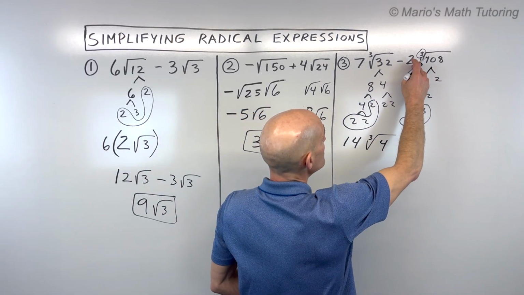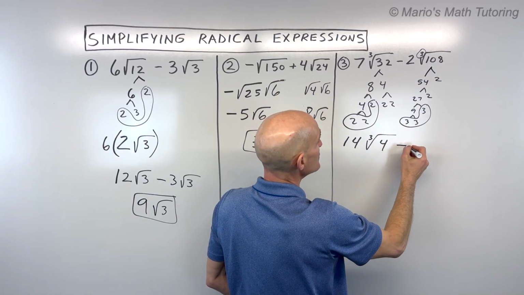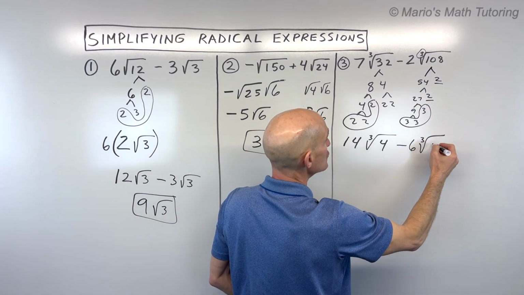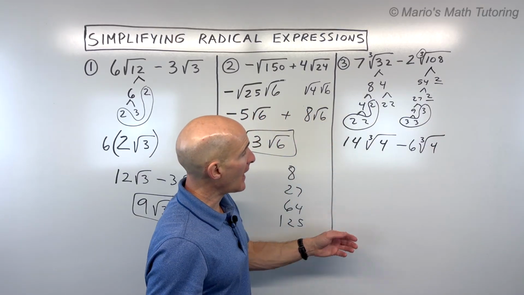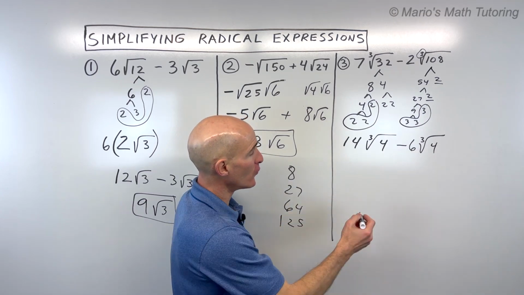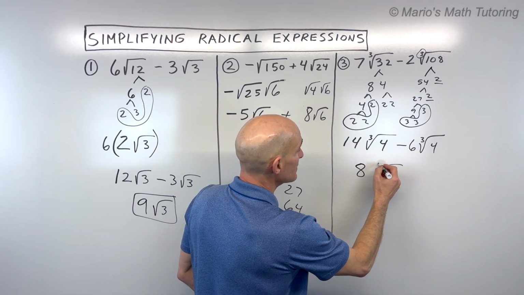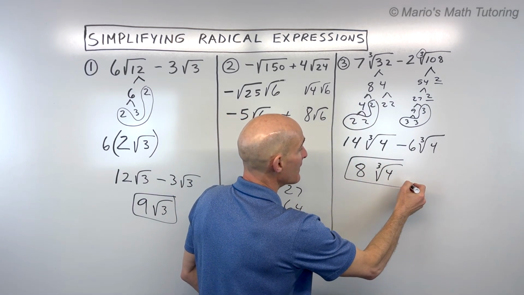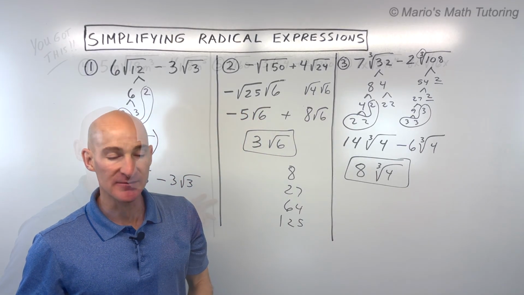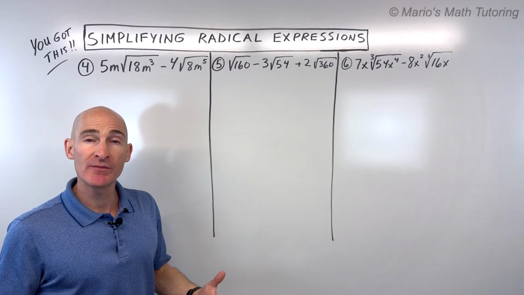And that 3, when it comes out in front, is going to be multiplied by this 2. So this is going to be negative 6 cube root of 2 times 2, which is 4. Now look at what we have here. We have 14 cube roots of 4 minus 6 cube roots of 4 is 8 cube roots of 4. And that's as far as we can simplify it. So let's take a look at some more examples. If you're starting to get the hang of this, see if you can do some of these problems on your own.